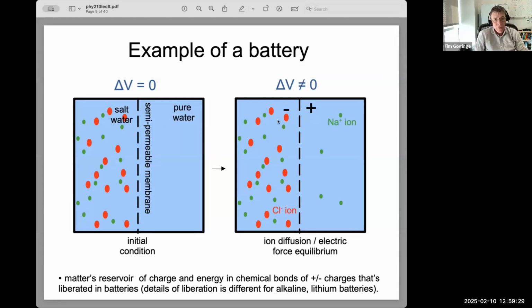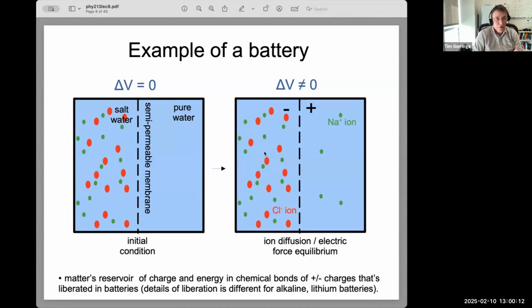But what happens? What happens is that the ions are diffusing around, the chlorine ions on the left, the sodium ions on the left, they're diffusing around. The sodium ions can pass through into the right-hand side of the pure water. And so they diffuse through to the right-hand side, but the chlorine ions can't. They're too big to get through the semi-permeable membrane. The end result is that we build up a positive charge over here on the right-hand side. We start accumulating sodium ions, and we build up a negative charge on the left-hand side because we've got an excess of negative chlorine ions.